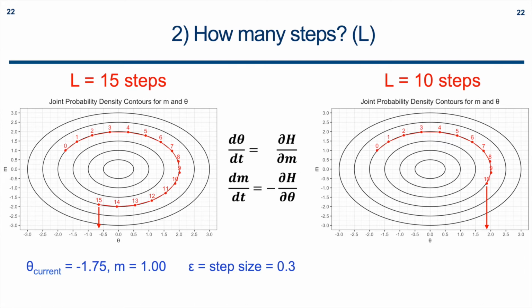Another issue is how many steps should we take? In the original example here, we took 15 steps going around this contour, but perhaps we could have only taken 10 steps and we would have ended up in a different value. So one of the things we need to think about when we're trying to implement HMC is how many steps we should do, as well as the size of the step.